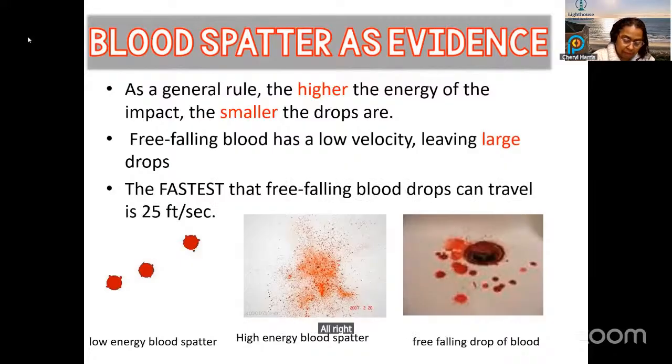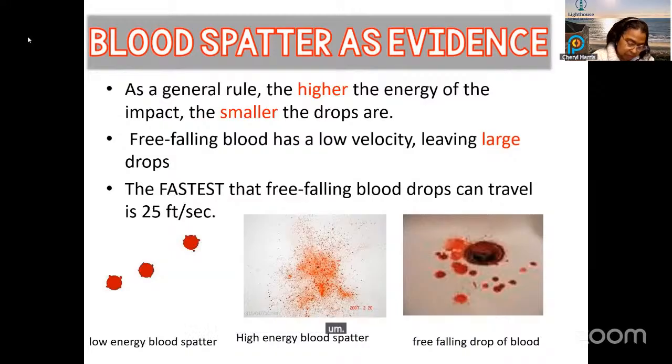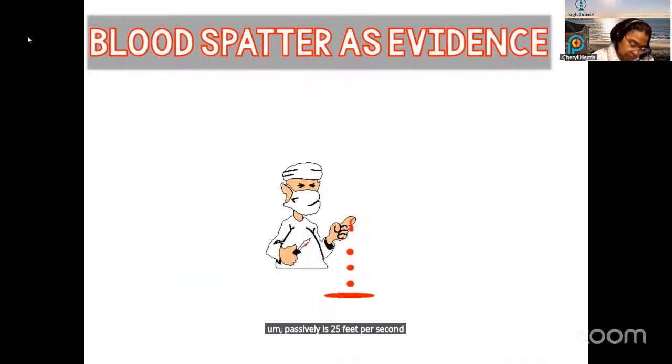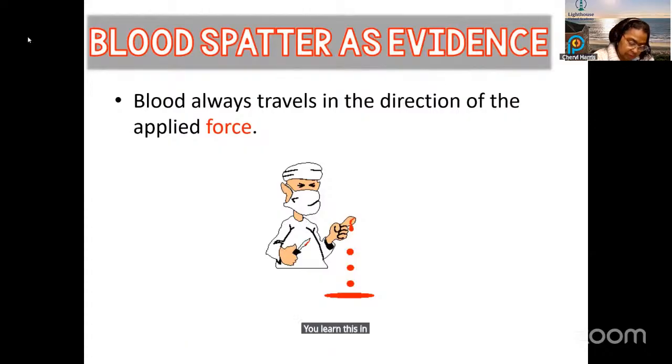All right, so general rule, the fastest that free-falling blood drops can travel is about 25 feet per second. So that is a passive drop, falls at the hands of the force of gravity, and the fastest that it can travel when falling passively is 25 feet per second. Another rule to note is that blood always travels in the direction of the applied force. So I'm going to give you just a second to write this down. You want to put this in your notes. Blood's going to always travel in the direction of the applied force. You learn this in physical science or physics.